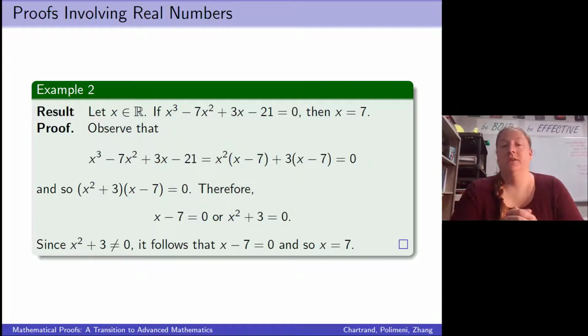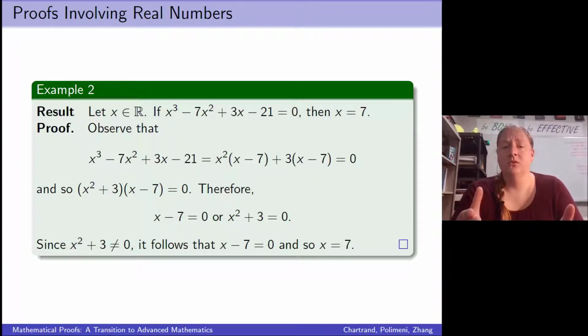Now here's another result that I might want to prove. I might want to have x be a real number, and I want to show that if x cubed minus 7x squared plus 3x minus 21 equals 0, then x equals 7. Now this might look like a basic algebra problem to you, and it probably has resembled something that you've done. So we're going to write it though in terms of a proof.